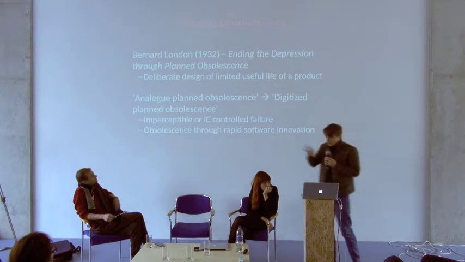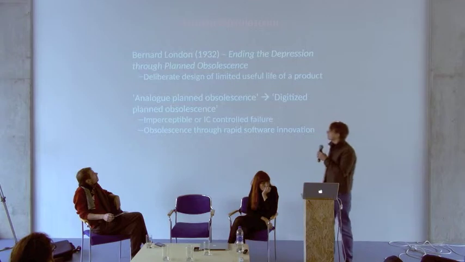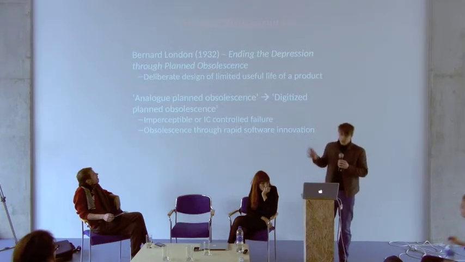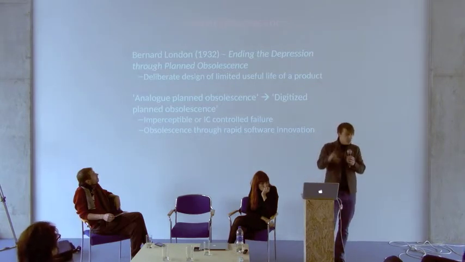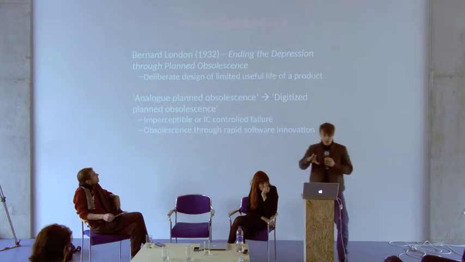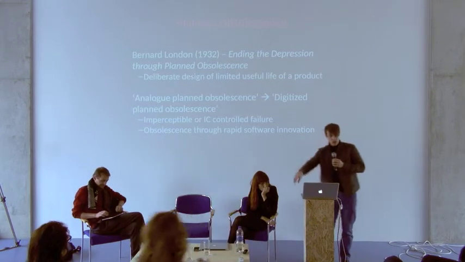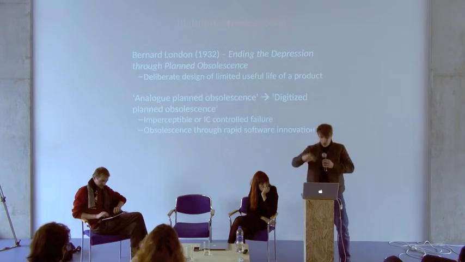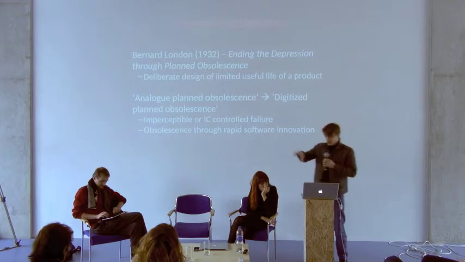the economic crisis in the United States in the 1930s and Bernard London's paper, which you probably know, or at least the concept, ending the depression through planned obsolescence. What Bernard London suggested here is that in the 1930s, where one of the problems was enormous production capacities and declining demand, we should look into how we can make people buy more products, even though we are able to produce products that last forever.